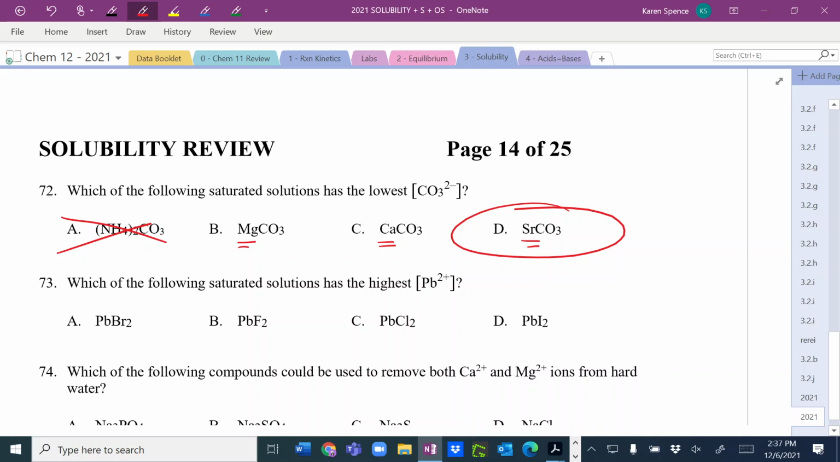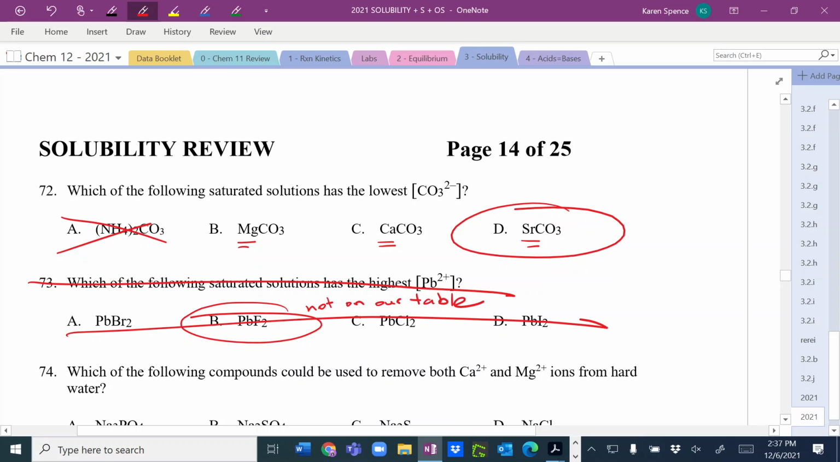(73). This is a bad question. We're just going to omit 73 because lead fluoride is not on our table. So just cross out number 73 because it's a bad question. And you're like, it's not here. It's not here. How am I supposed to do this? Yeah, it's a bad question. Okay.